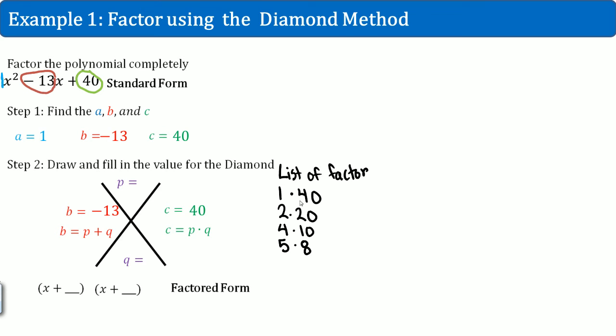1 and 40 doesn't look good. 2 and 20 still doesn't look good. 4 and 10 looks good. And 5 times 8 looks good. Let's try 4 times 10. Let's see if that one worked.